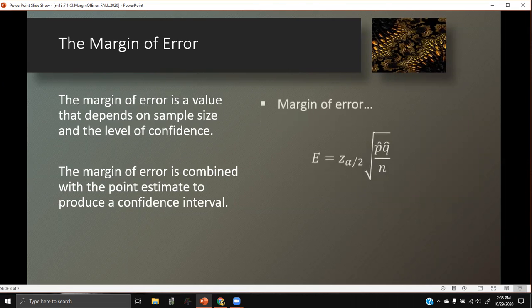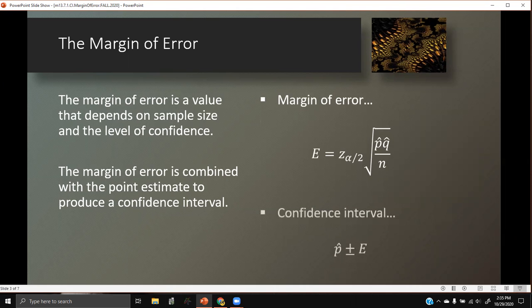So in terms of a formula, my margin of error looks about like that. E equals z alpha over 2, that's the critical value, times the square root of p hat q hat all over n, which, if you look close, is really what you get with the central limit theorem. There's a square root of the sample size somewhere in that denominator. So once I have that margin of error, I can then go ahead and build my confidence interval.